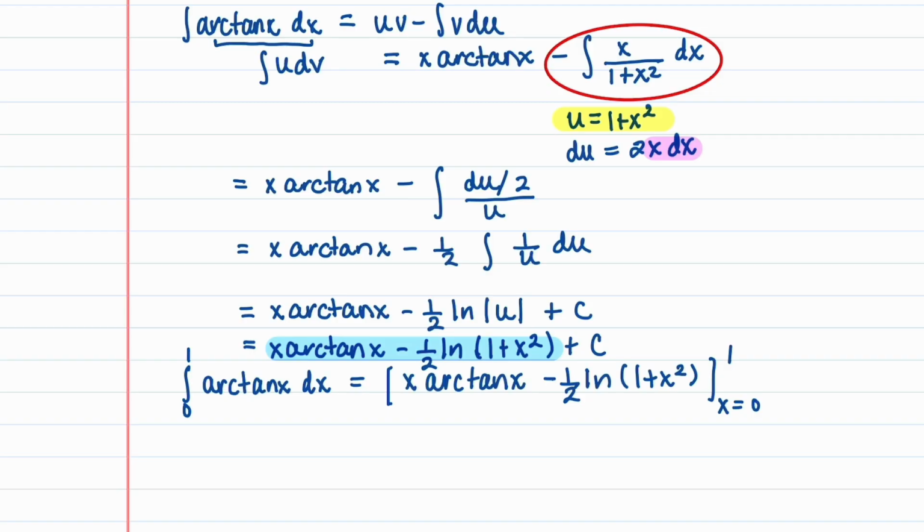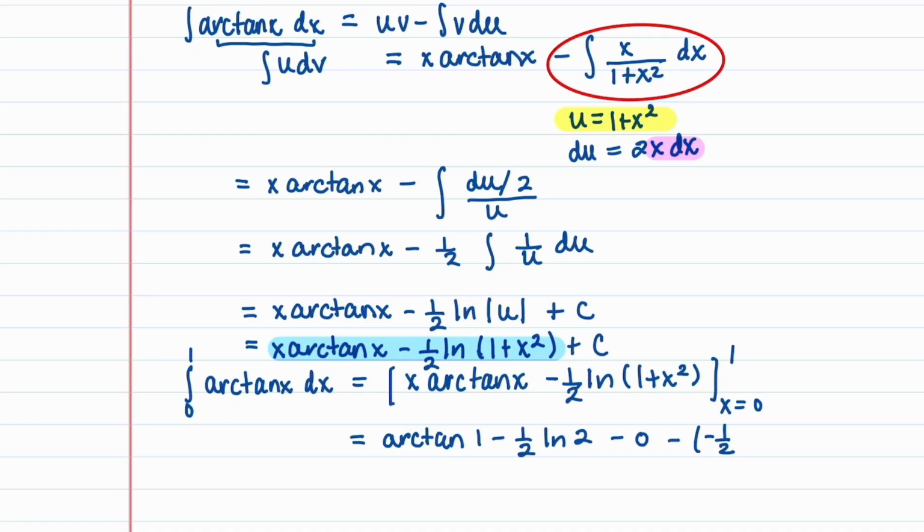So let's plug in first that x is 1. So this becomes arctan 1 minus 1/2 natural log 1 plus 1 is 2, so that's natural log 2. Then we subtract off our lower limit. X is 0, so our first term is 0. And then we have a minus 1/2 natural log of 1. Natural log of 1, that goes to 0. So we're just left with our first two terms.